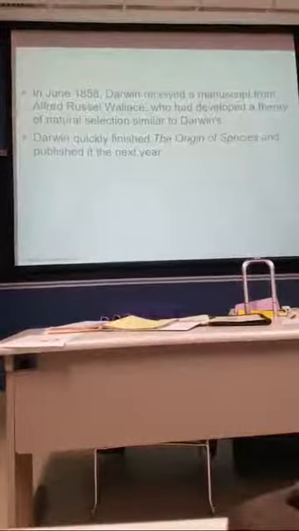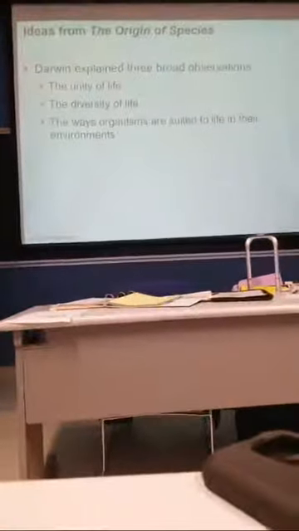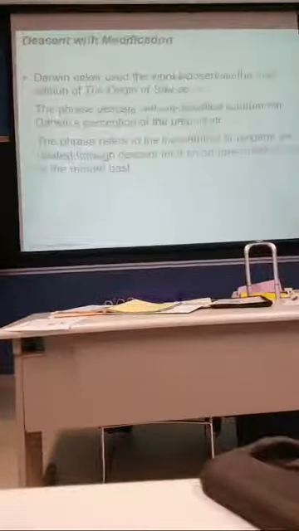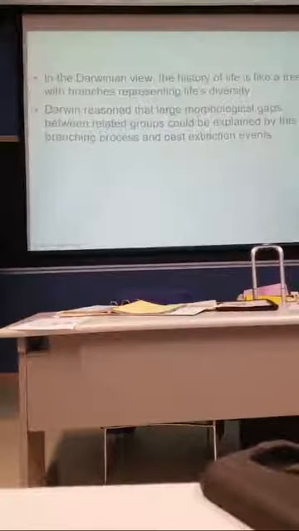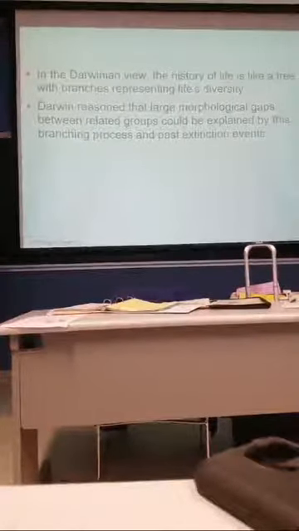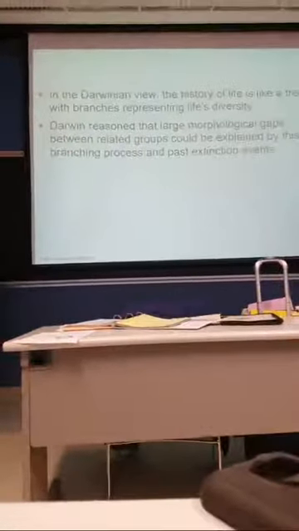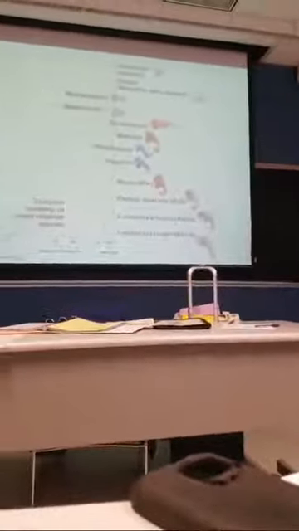So natural selection is, okay, so three broad observations of the unity of life, diversity of life, and the ways organisms are suited to life in their environments. The second modification, it's like the history of life is like a tree with branches representing life's diversity, but there are gaps in it. And this is one of his little sketches of a tree, and here's an actual evolutionary tree, a phylogeny.